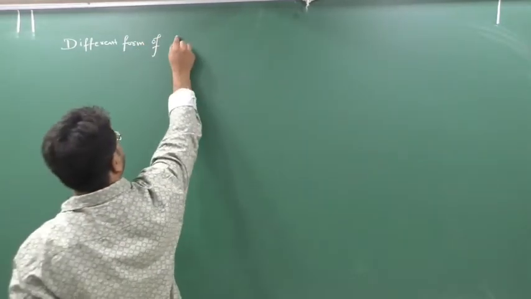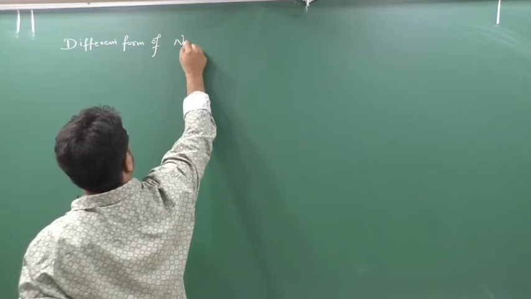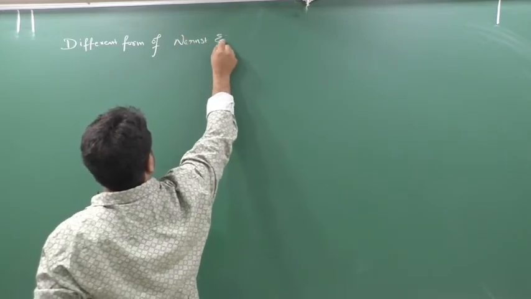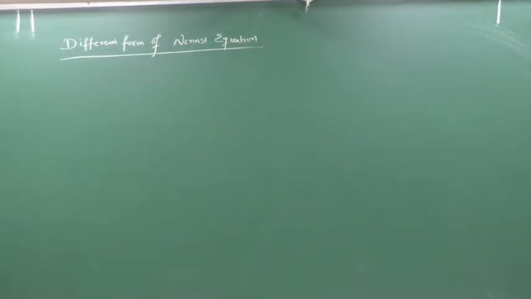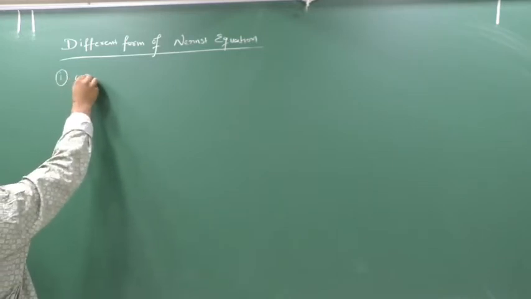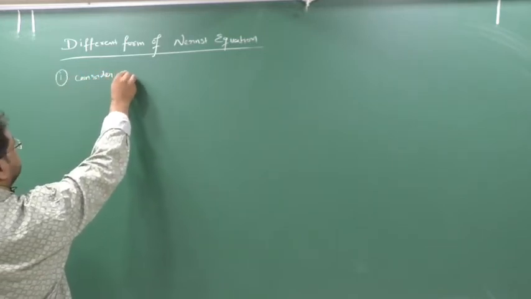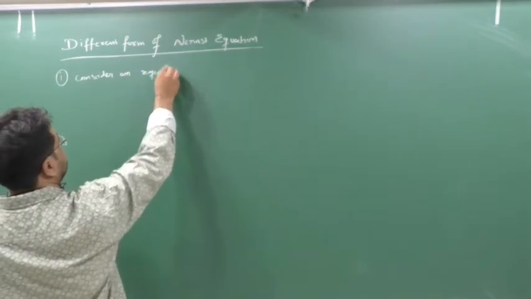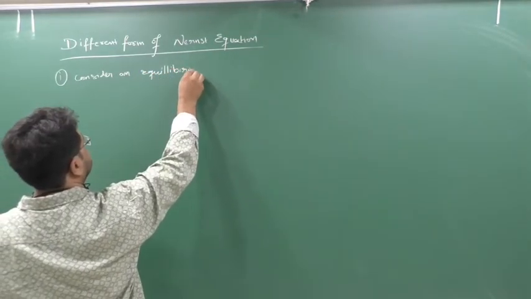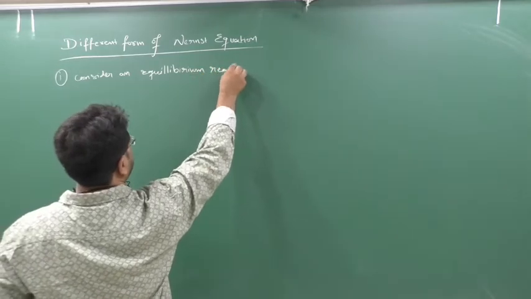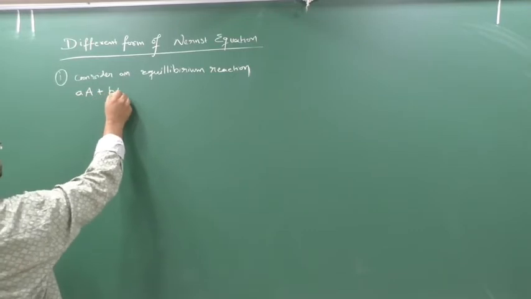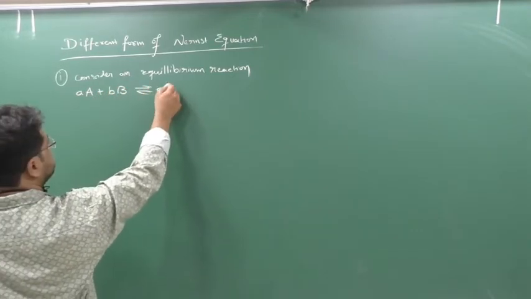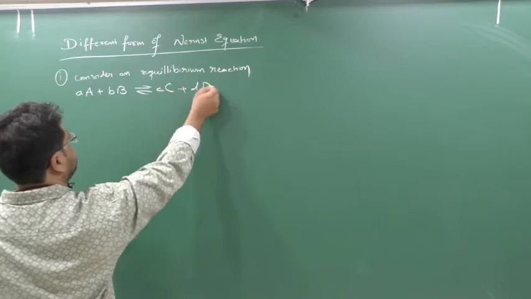of the Nernst equation. Different forms of the Nernst equation. Okay, first consider an equilibrium reaction: a moles of A plus b moles of B gives c moles of C and d moles of D.